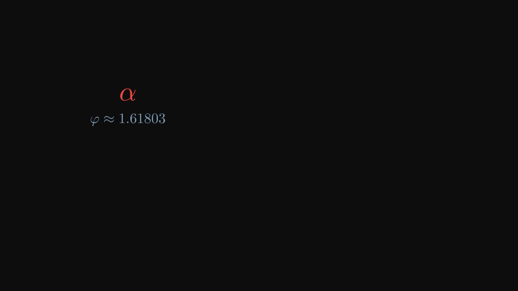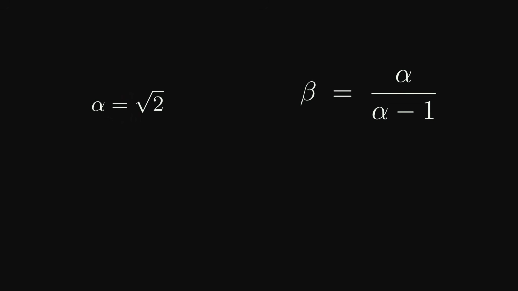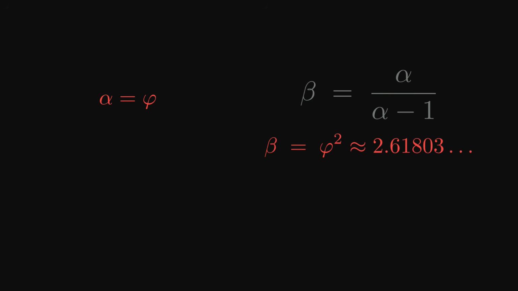Now compute 1 over 1 minus 1 over alpha. Call this beta. For square root of 2, beta works out to 3.41421. For the golden ratio, beta is exactly the golden ratio squared, which is 2.61803. For pi over 3, beta is something close to 3.89.